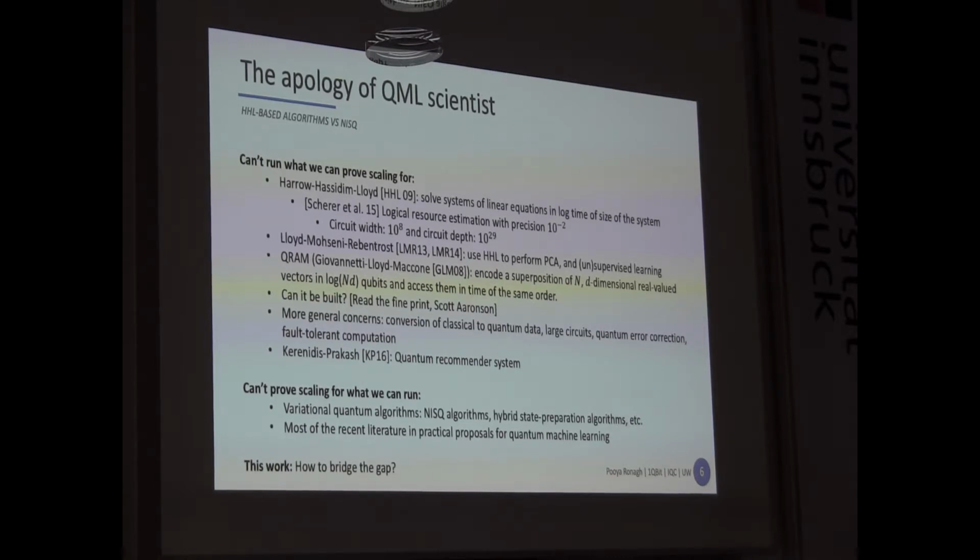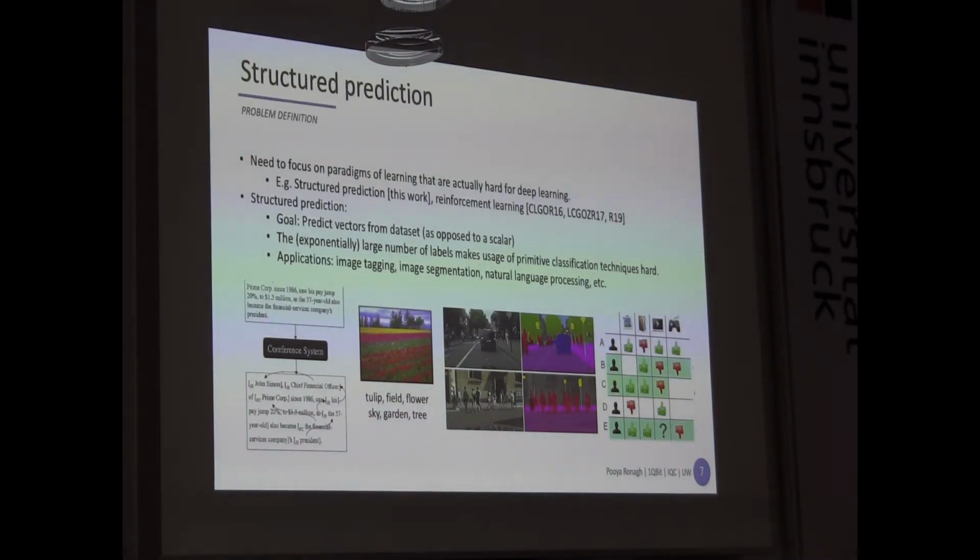I just want to use the rest of my time in trying to come up with proof of scaling in a way for these types, for the algorithm that we were running. So I will use the structured prediction problem as my main example. As I said, the difference between structured prediction and classification is that you have exponentially many labels. So you can't, for example, just use a deep neural network with exponentially many output nodes and then try to classify. So you need to use more sophisticated classification algorithms.